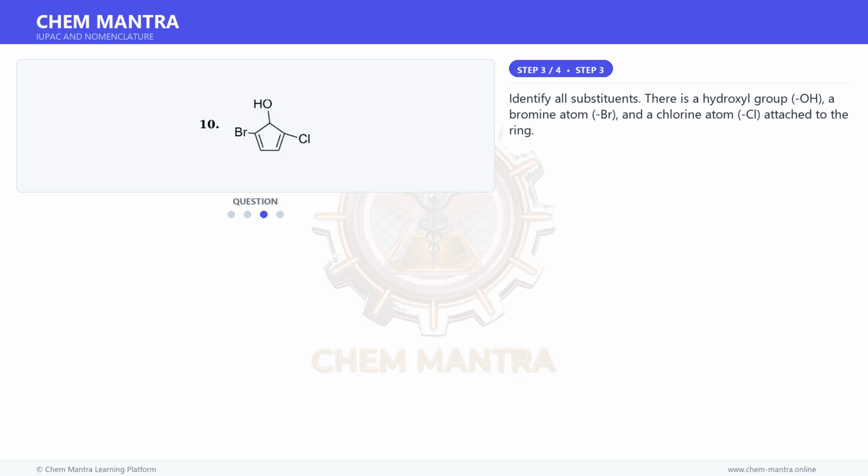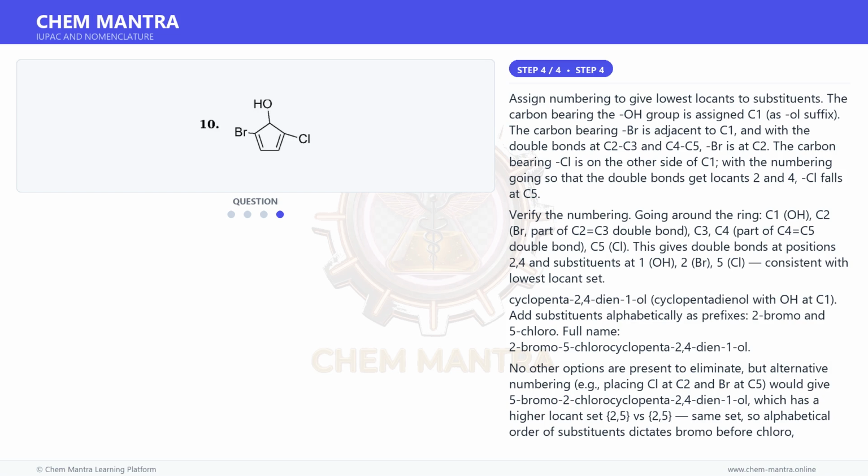Identify all substituents. There is a hydroxyl group, or OH, a bromine atom, Br, and a chlorine atom, Cl, attached to the ring. And for the final step, assign numbering to give lowest locants to substituents. The carbon bearing the OH group is assigned C1 as the ol suffix.